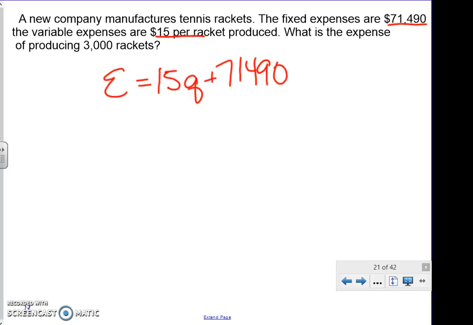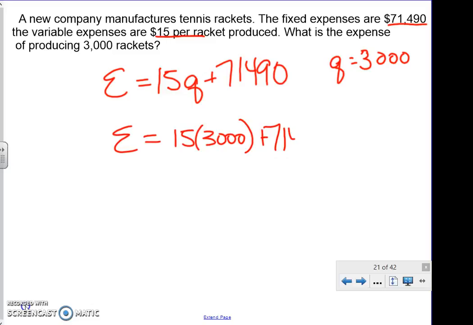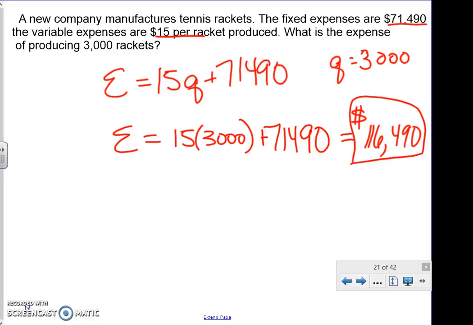Now in this, it gave us Q. Q here is asking for the cost at 3,000. So we're going to plug in 3,000, and we get E equals 15 times 3,000 plus the 71,490. And when we multiply that out, we find that the final cost is $116,490. Now we had one previous where it asked for the cost of 1. This actually is asking for the cost to produce all 3,000 rackets. So we do not do anything other than that. That is the end.